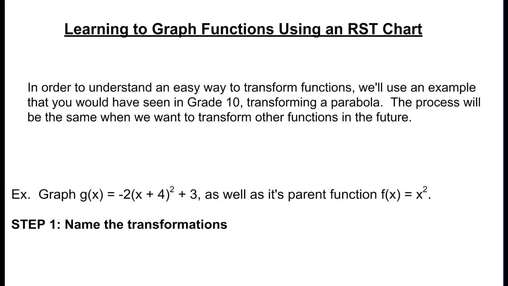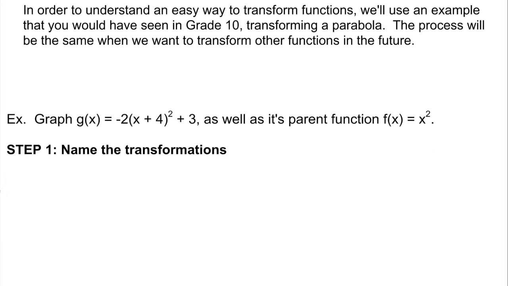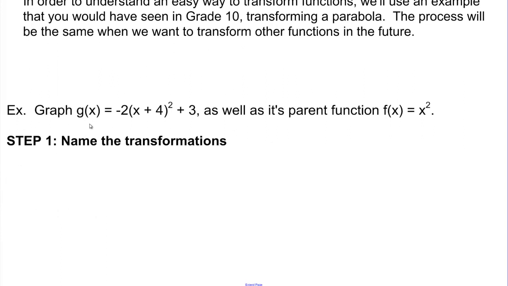So here's our example we're going to work with today. We're going to graph the function g of x equals -2(x + 4)² + 3. And we're also going to graph its parent function f of x equals x². Now if you aren't used to function notation yet because you haven't taken that lesson, don't worry. Just remember that anything written in function notation, like this g of x or this f of x, can just be replaced by a y. So it's just like saying y equals x² or y equals -2(x + 4)² + 3.